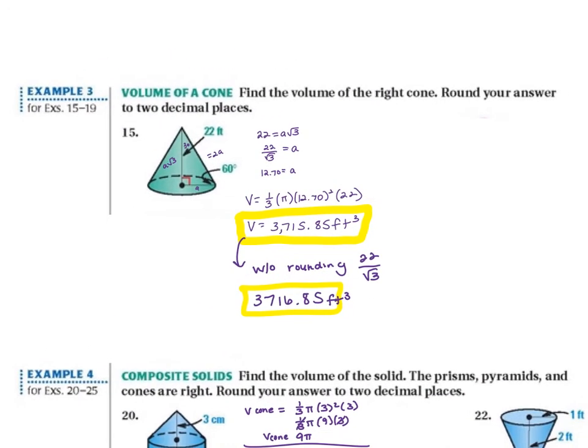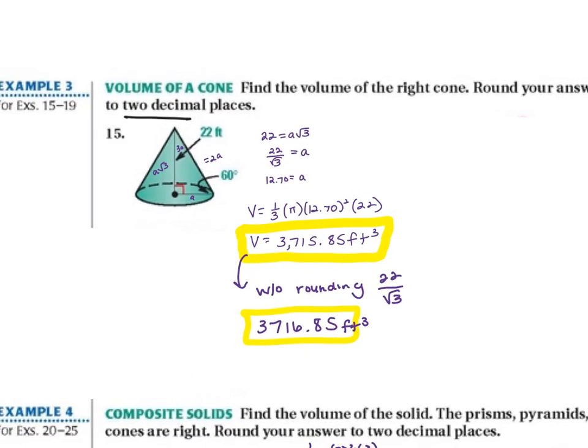Here's 15. Notice this time they asked us to round to 2 decimal places. So here, we needed to turn it into a right triangle. It's a 30, 60, 90, because notice they gave us that this angle over here was 60 degrees. We needed to find the height, which was the a square root 3, or if you wanted to label as x. And then from there, once you found that, you can plug it into the formula. So if you didn't round it, it would be 22 over root 3, but then you could have rationalized.